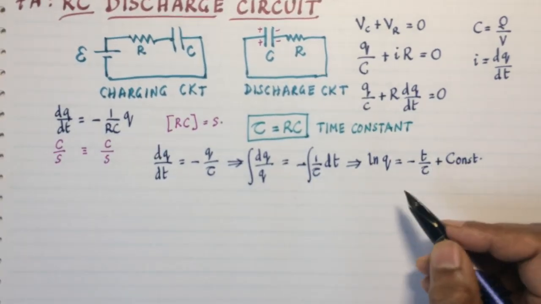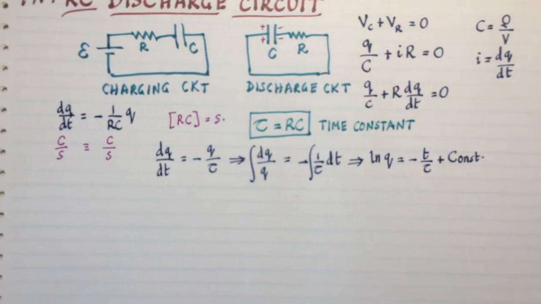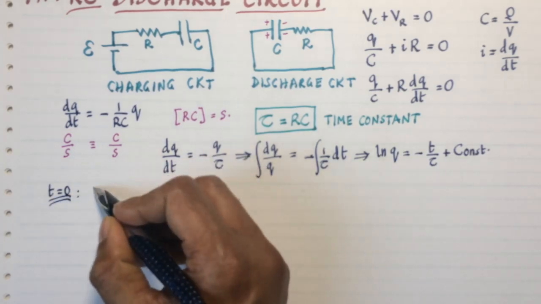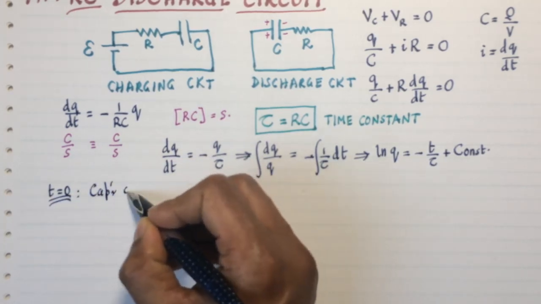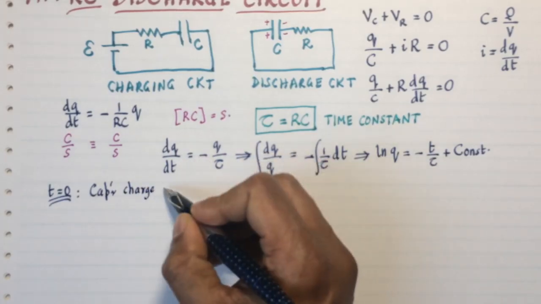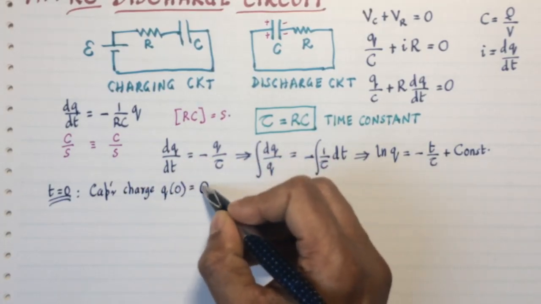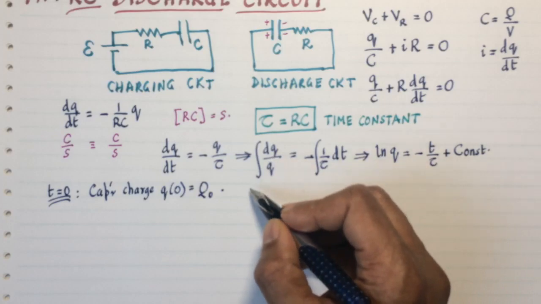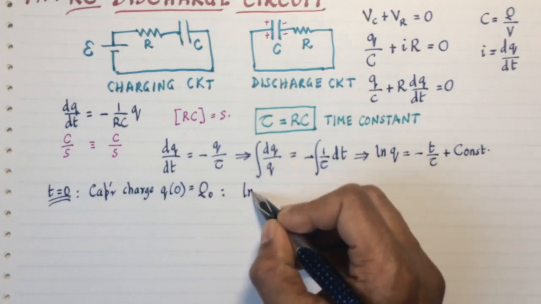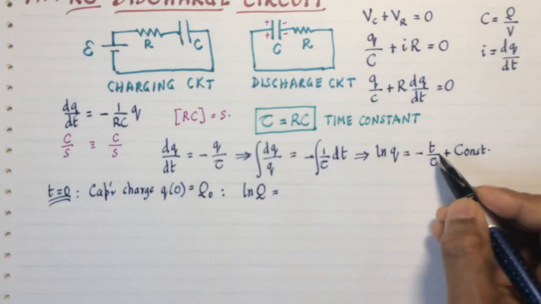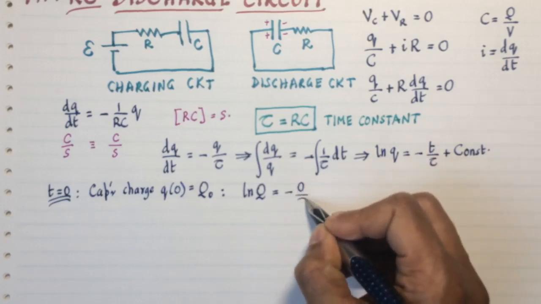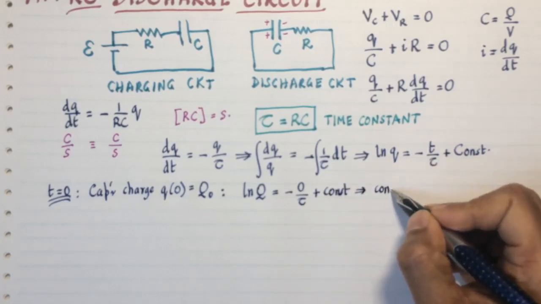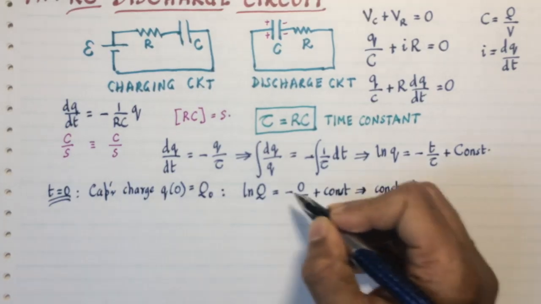How do you determine this constant? Well, you have to put some initial condition, and that initial condition is that at time t equals 0, the capacitor had a certain charge. So the capacitor's charge, q of 0, was something. Let's call it q naught. Now I use a capital letter because that's a constant. So I can substitute this into my initial conditions. ln q equals negative 0 over tau plus constant. And this tells me that the constant is just natural log of q naught.